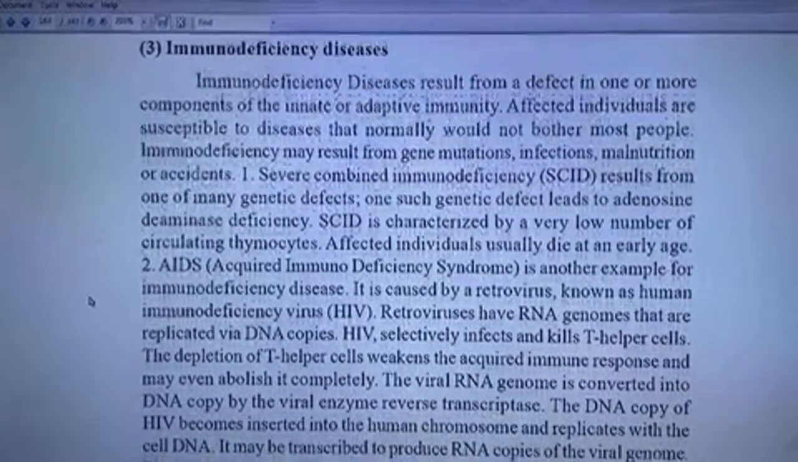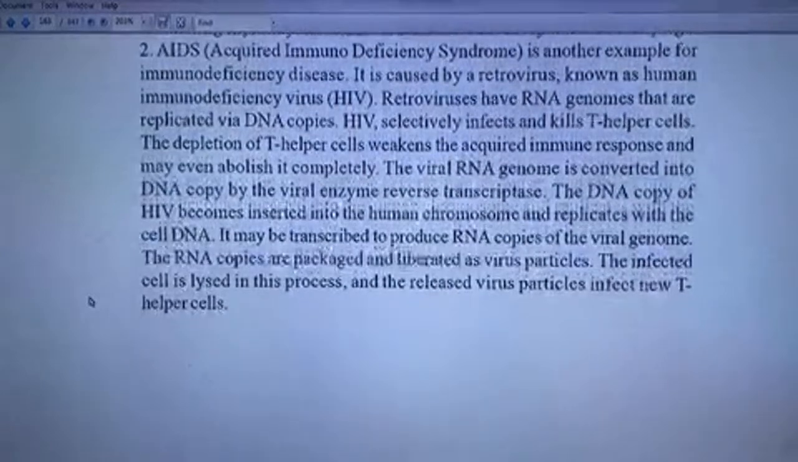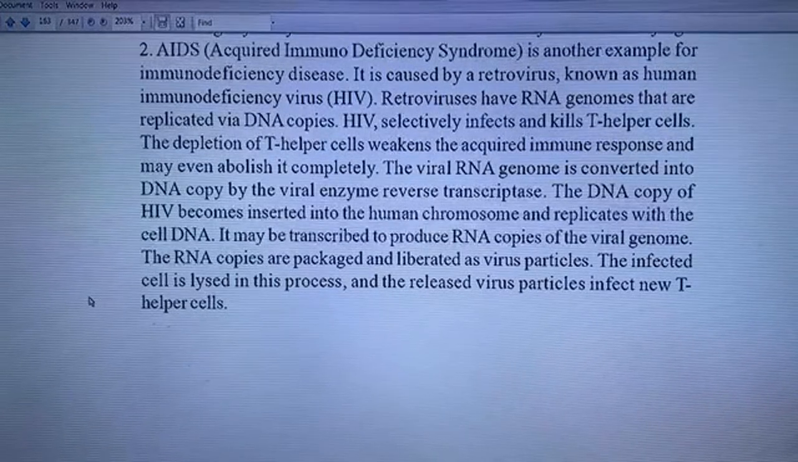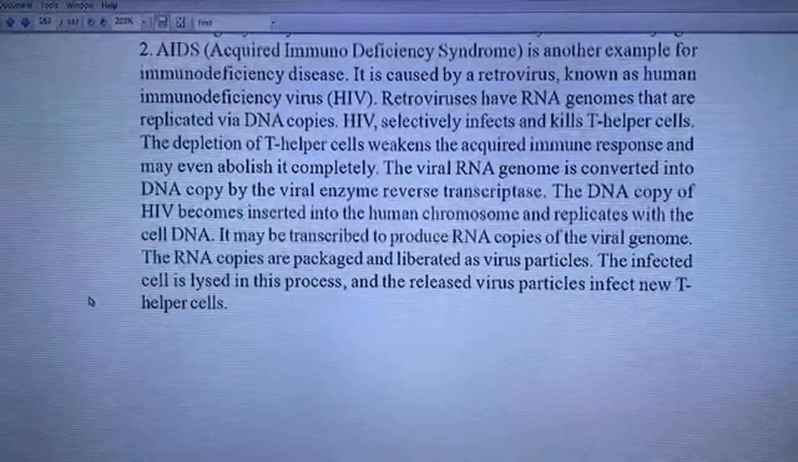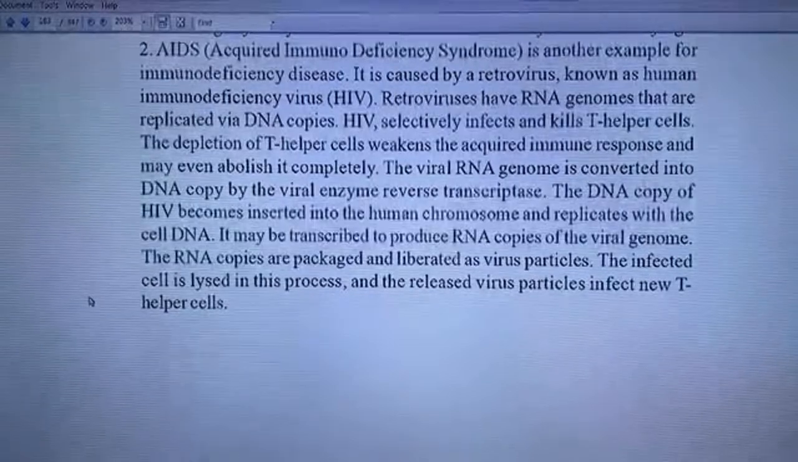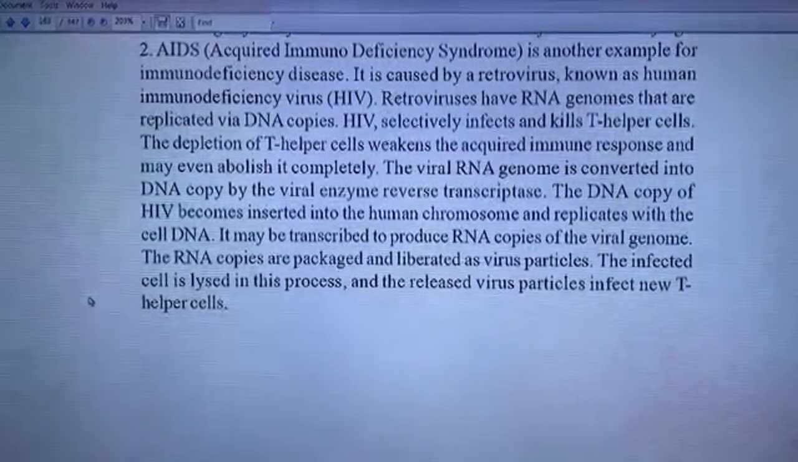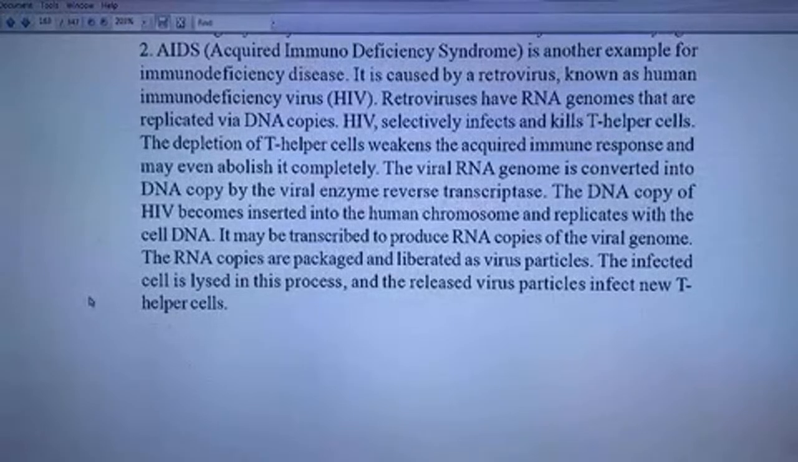AIDS, acquired immunodeficiency syndrome, is another example of an immunodeficiency disease. It is caused by a retrovirus known as human immunodeficiency virus. Retroviruses have RNA genomes that are replicated via DNA copies. HIV selectively infects and kills T helper cells. The depletion of T helper cells weakens the acquired immune response and may even abolish it completely.